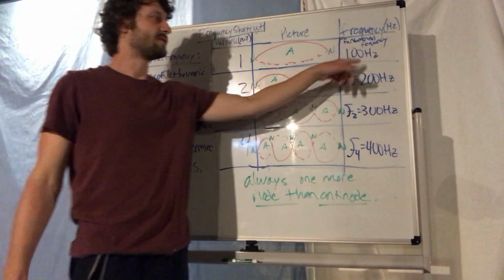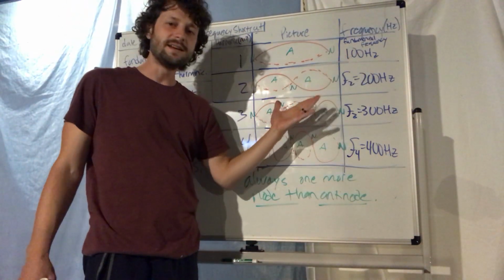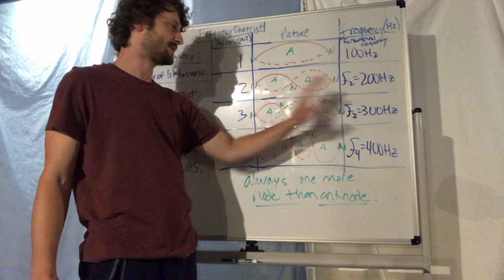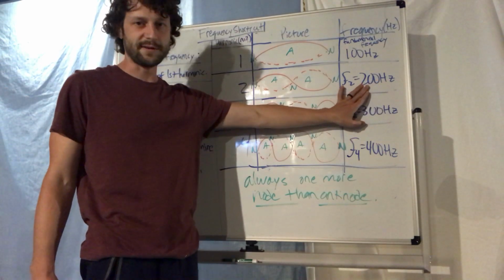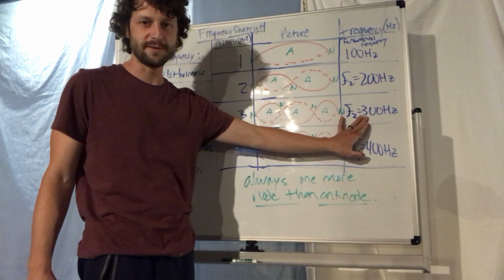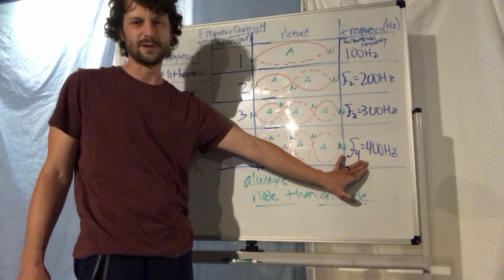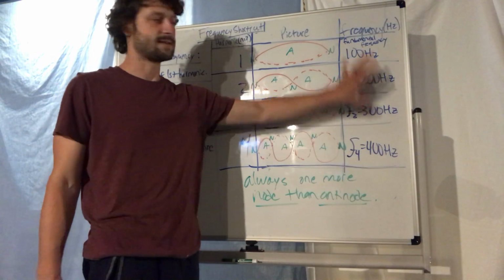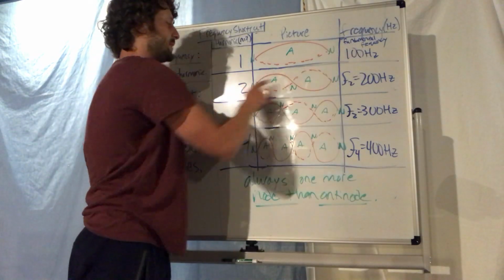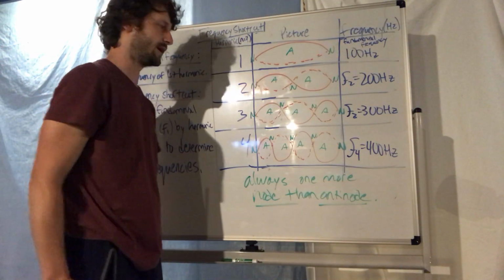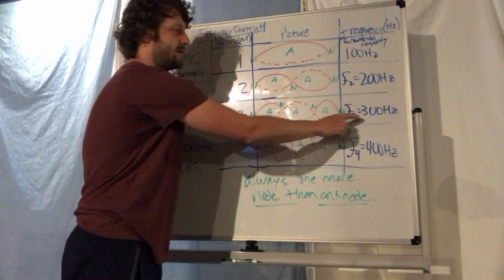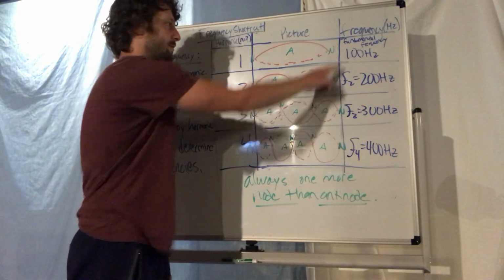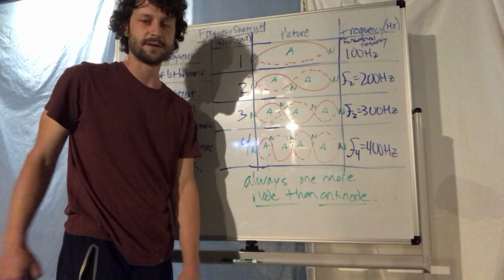Now, if the fundamental were a different number, like 50, then the second would be double of 50, the third would be triple of 50, and the fourth would be 4 times 50. So that would be like 200. They're all based on the fundamental. Multiply the fundamental by 2, and you get the second harmonic. Multiply the fundamental by 3, and you get the third harmonic's frequency. And multiply it by 4, and you get the fourth harmonic's frequency.